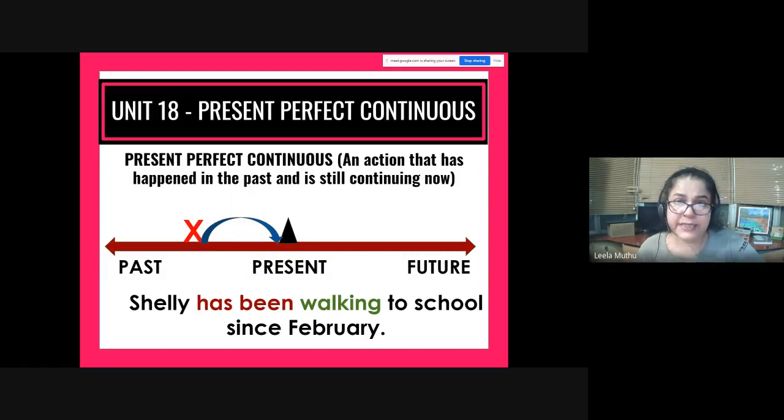So let's look at the timeline. The present perfect continuous shows an action that is ongoing.